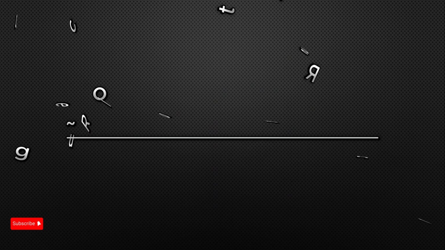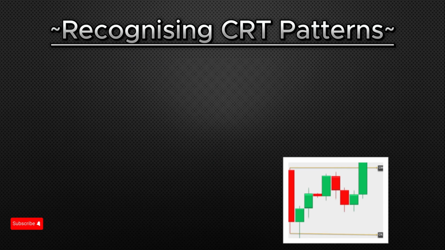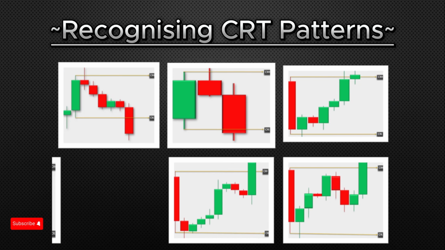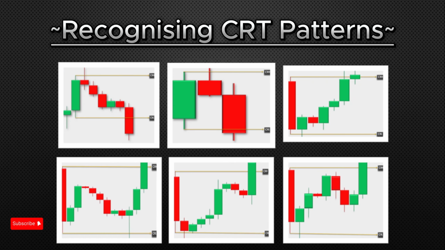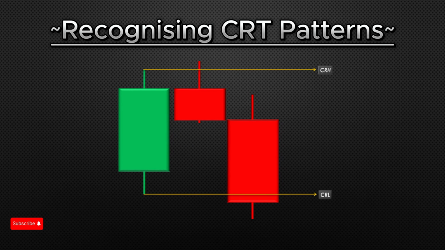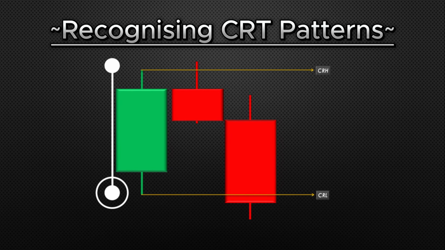Recognizing CRT patterns. One of the most effective ways to identify CRT patterns is by using candlestick formations. Let's talk about one of the most common CRT setups, which involves a 3-candle sequence. First candle. This candle sets the range with its high and low. Second candle. The second candle sweeps liquidity by taking out the low in a bullish setup or the high in a bearish setup of the first candle.